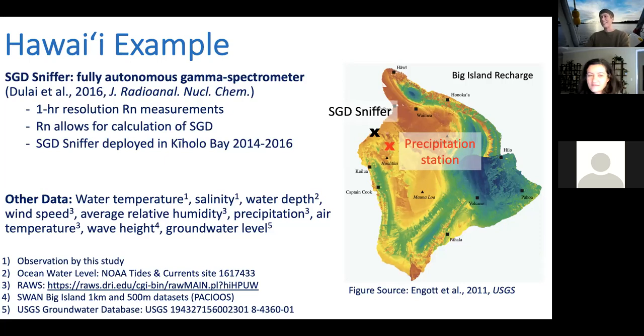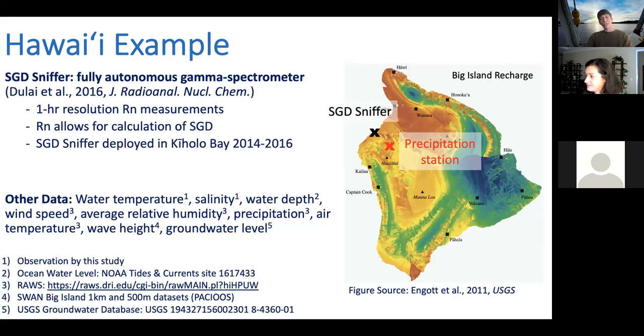Yeah, no, all good. Right, so in this study, we used a 1-hour resolution SGD data set of 2 years of length. It was deployed in Kiholo Bay on the Kona coast of Hawaii. And we coupled these data with CTD measurements, oceanic and meteorological measurements in an attempt to better quantify relationships between atmospheric, terrestrial, and oceanic forces and their roles in modifying groundwater levels, SGD, and salinity.